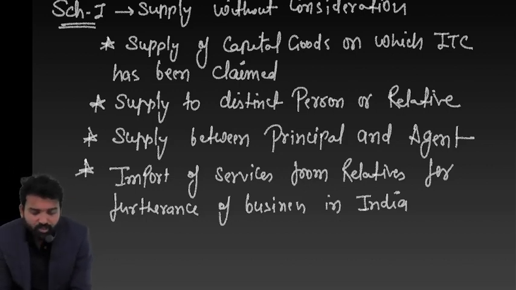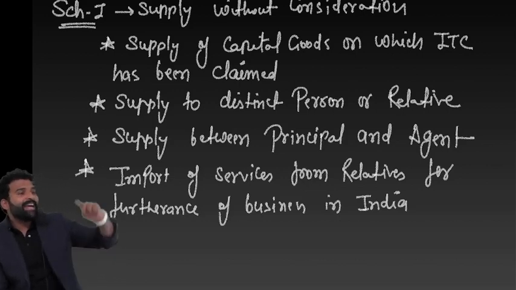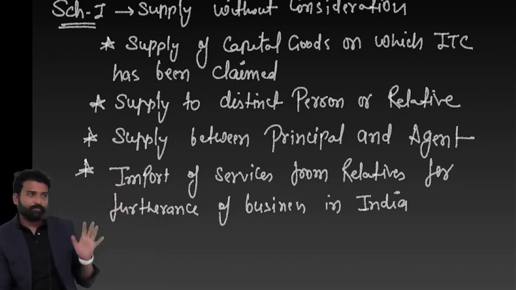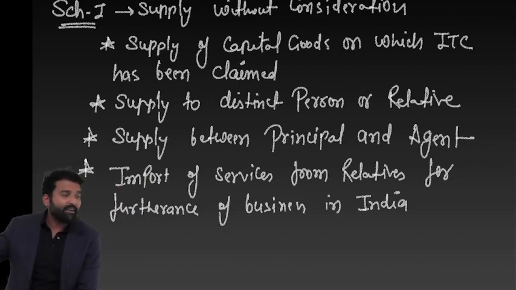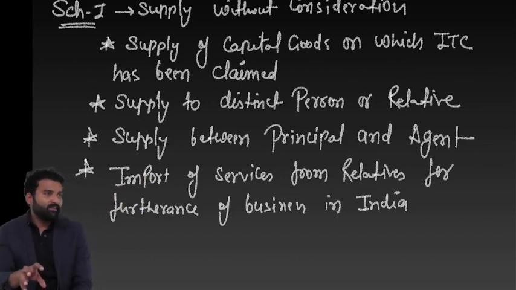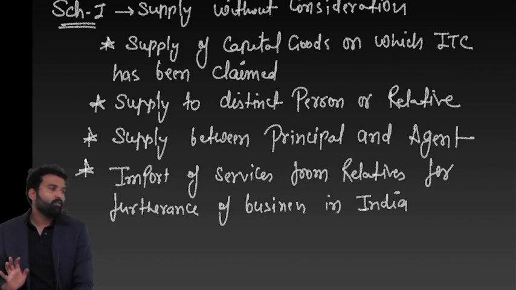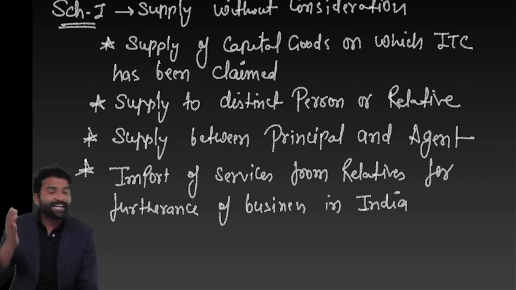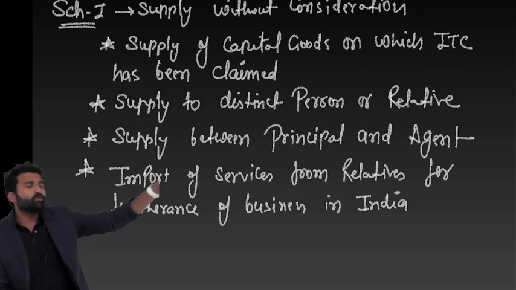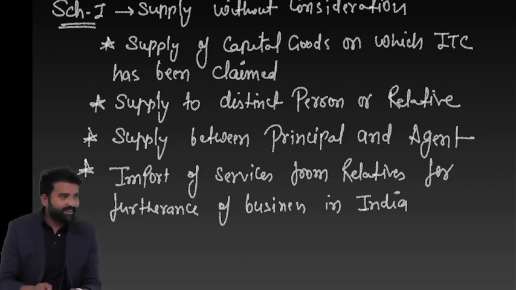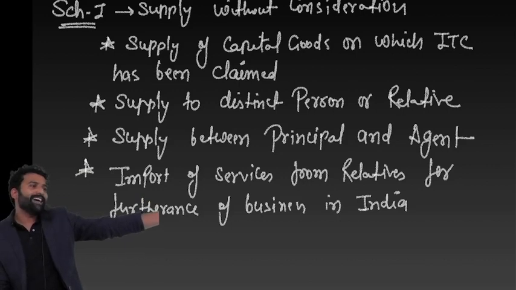First one is supply of goods on which ITC has been claimed. So if I have claimed ITC on anything, and if I am supplying those goods, I have to pay GST whether I am charging sufficient consideration or not. You know why? Because when I have bought something, I have claimed ITC on that. So if I am selling something, I have to pay GST because I am not using it for the business. I purchased a machinery, I claimed the credit, and now I am selling it or disposing it for free. The government will charge me GST, because I have claimed the credit on that. So if something comes, ITC will come. If something goes, the government will charge tax on that.